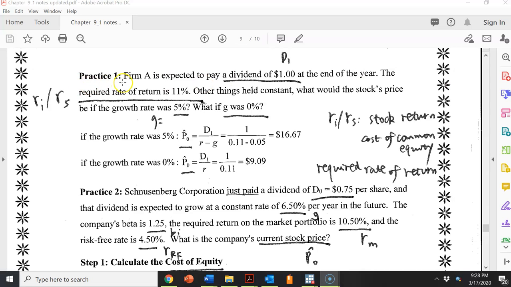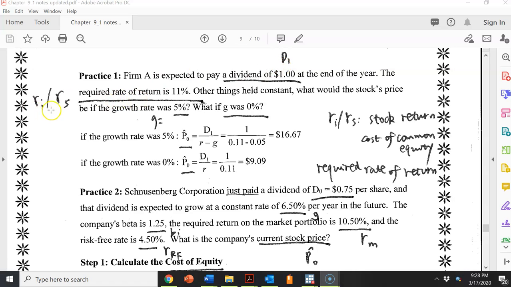Practice 1. We know firm A is expected to pay a dividend of $1 at the end of the year. Here it's at the end of the first year, so it's D1 as $1. If it says it's already paid, then that's D0. If it's paid today, it's also D0. But if it's paid at the end of the year, it's D1.